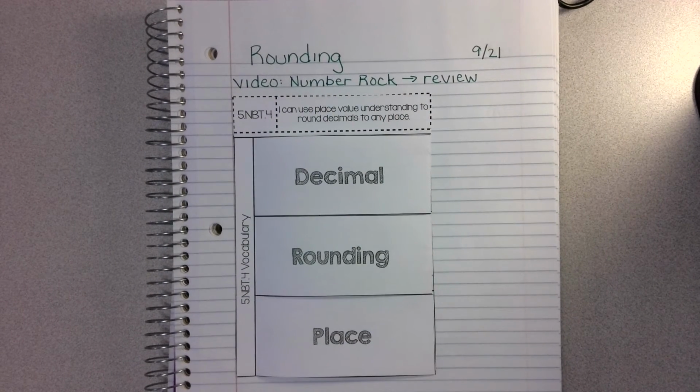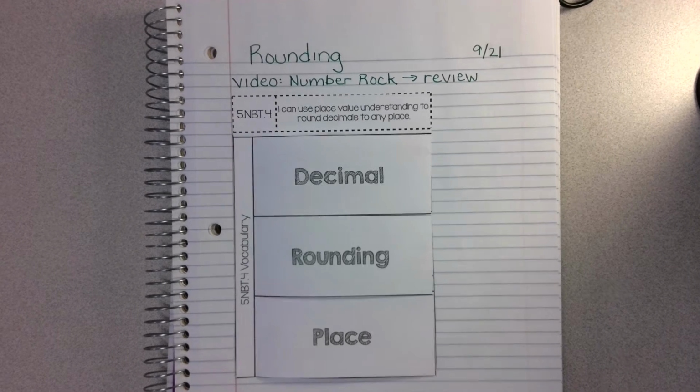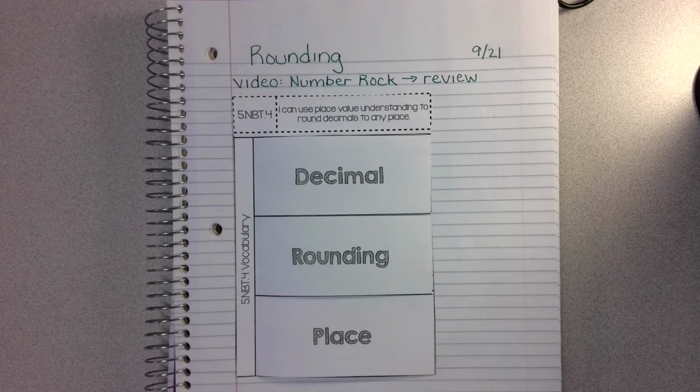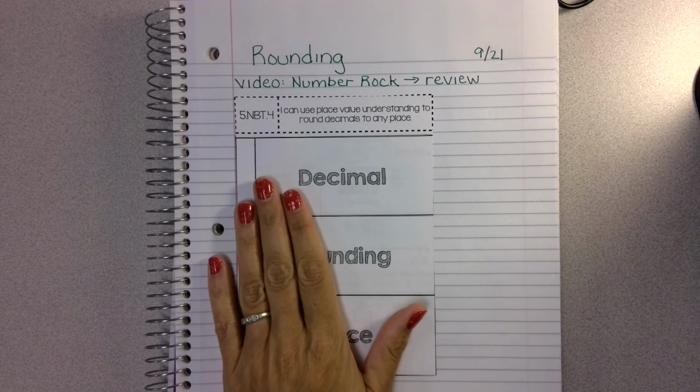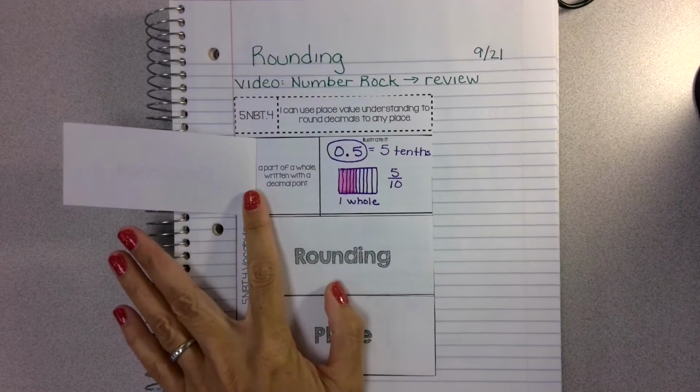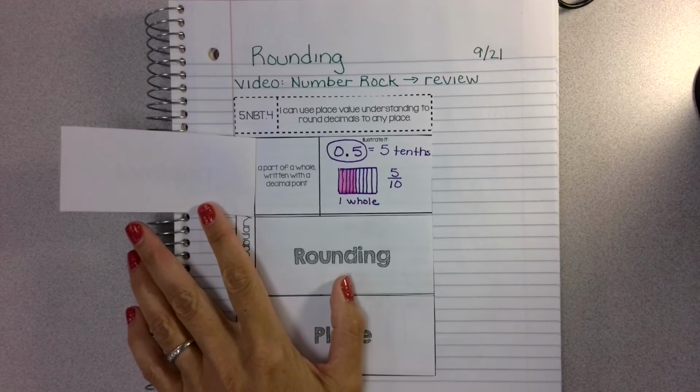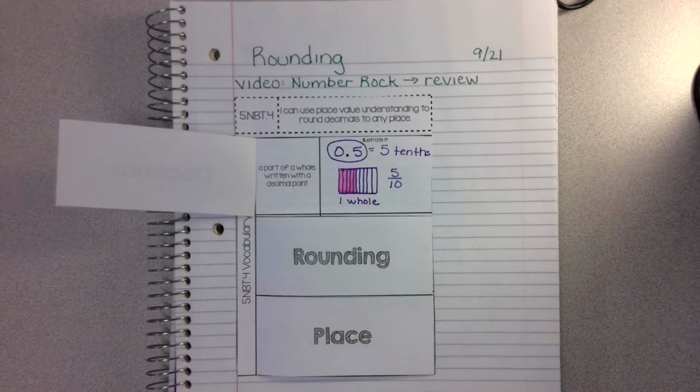and your standard that we're doing. So your standard is using place value to understand rounding decimals to any place. So even if you don't remember rounding whole numbers, that's okay. We're going to practice with decimals, and it really doesn't change much at all.